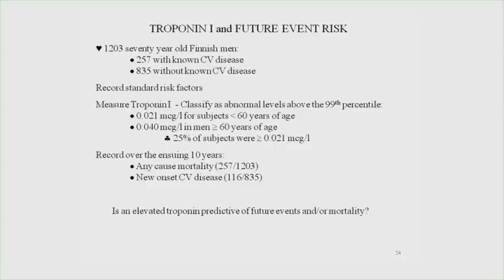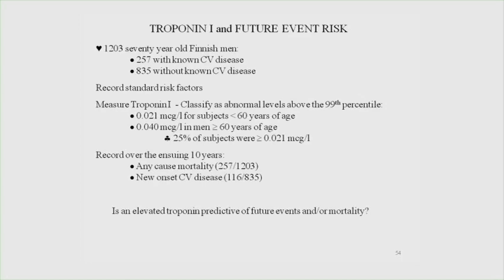Troponin I and future event risk. Just over 1,200 70-year-old Finnish men. Some had known cardiovascular disease, the majority did not. You look at their standard risk factors, you're going to measure troponin I. Now, you're not supposed to see troponin unless you're having a heart attack. They classified as abnormal levels above the 99th percentile. And they found the cutoff was 0.021 in younger people, but it was higher in older people, suggesting that there was something wrong with the older people, there was something wrong with their heart, and they were oozing out troponin I. Maybe they'd had prior coronary disease or cardiomyopathy. 25% of their subjects had levels above 0.021 because most of these patients were older.